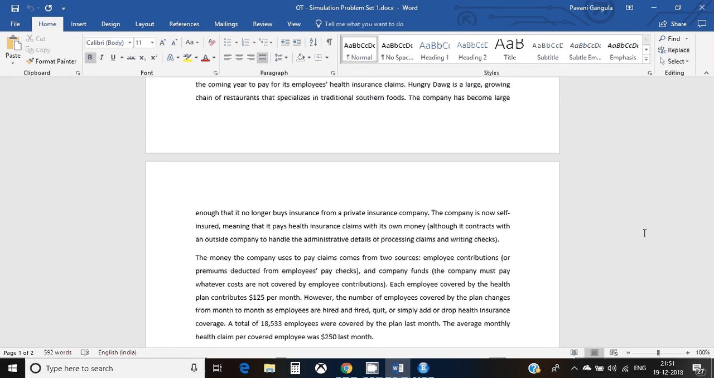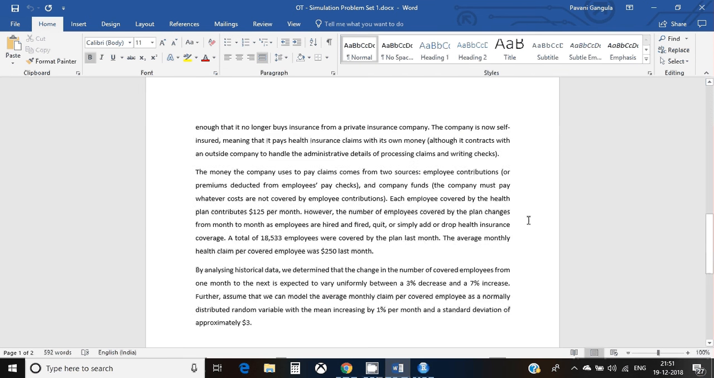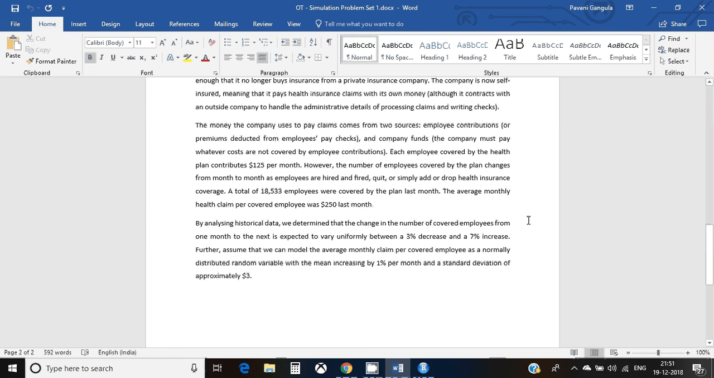A total of 18,533 employees were covered by the plan last month. The average monthly health claim per covered employee was $250 last month. By analyzing historical data, we determined that the change in the number of covered employees from one month to the next is expected to vary uniformly between a 3% decrease and a 7% increase.